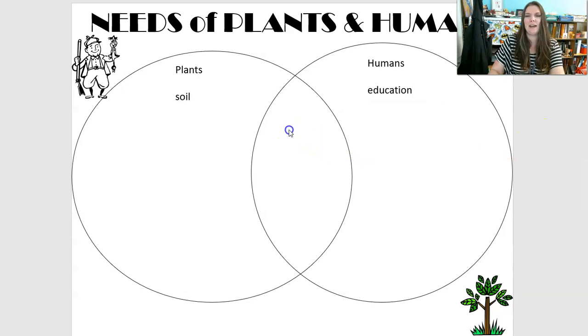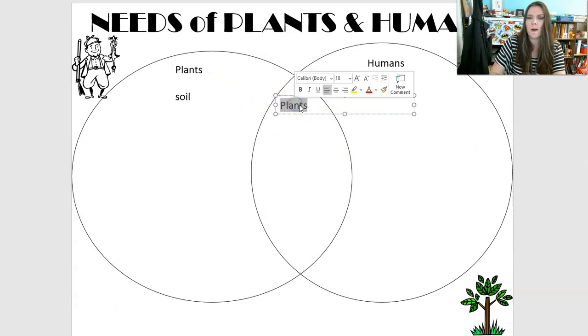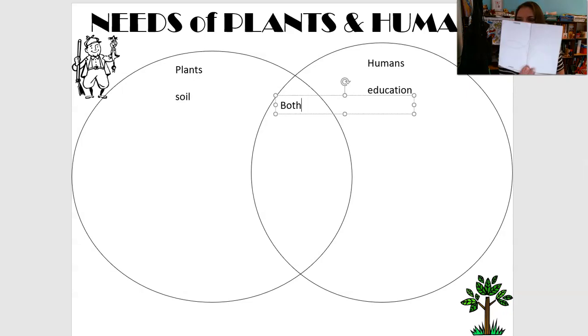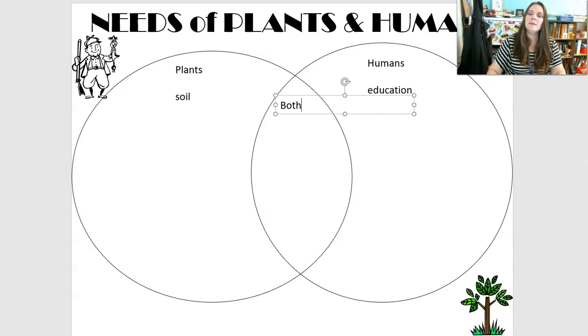When we have a Venn diagram, in the middle, as I'm sure you know, this is for both. And if you want to label it both, you can. I know that in your diagram, it's a lot smaller, okay? Actually, I noticed yours is already labeled, so you don't even need to label plants and humans. You can turn it sideways if you like, or you can keep it upright, however you want to do it. But in the middle is where we write things that both humans and plants need.